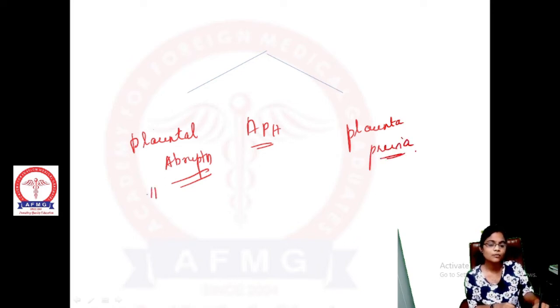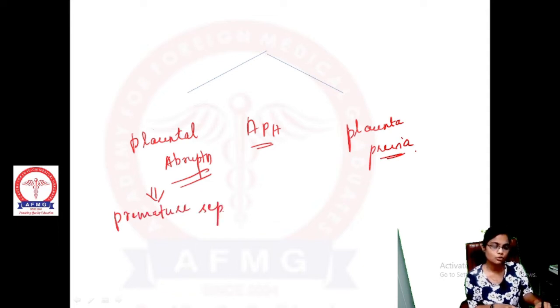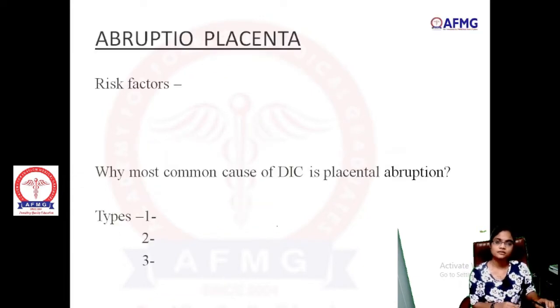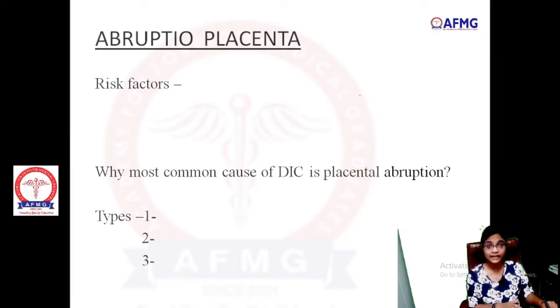First we'll be seeing about placental abruption, premature separation of placenta. So what is placental abruption? Premature separation of placenta. This shows your placental abruption, right? Abruptio placenta and placental abruption are both the same. So we have seen that it is a premature separation during the age of viability, after 28 weeks, and WHO says 22 weeks.